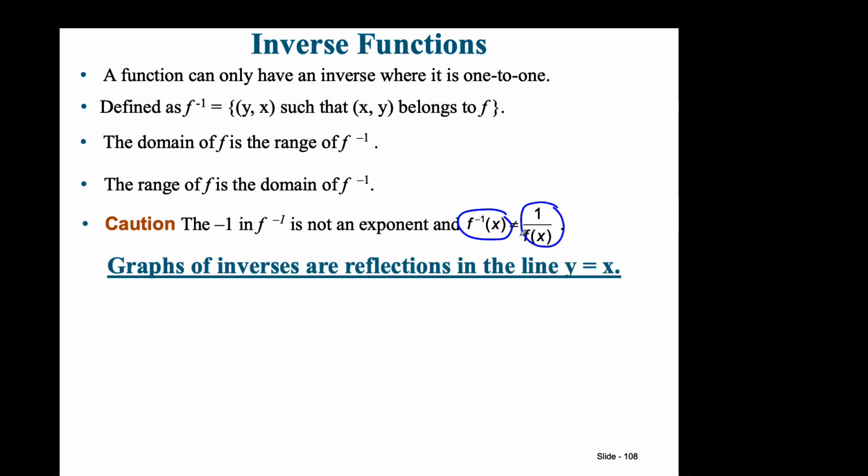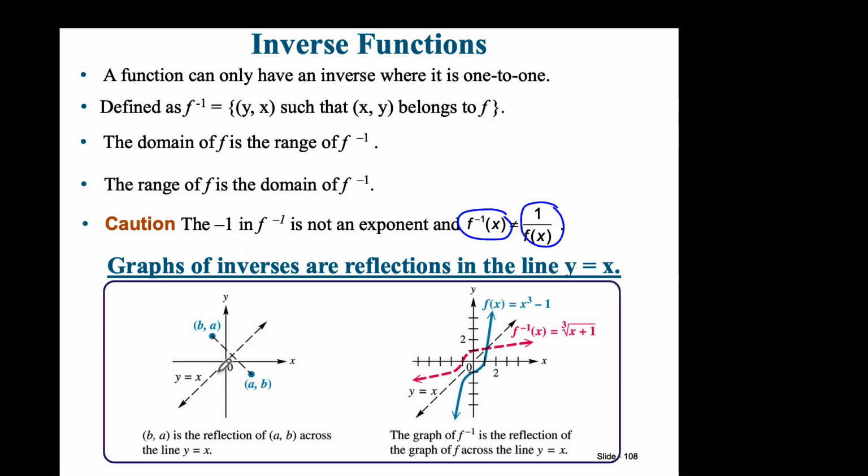Graphs of inverses are reflections in the line y equals x. Two graphs to look at here. This is just a point, okay? So it's reflection in the line y equals x. Here's the line y equals x. I like to think of this as the mirror, because that's where we often see a reflection.